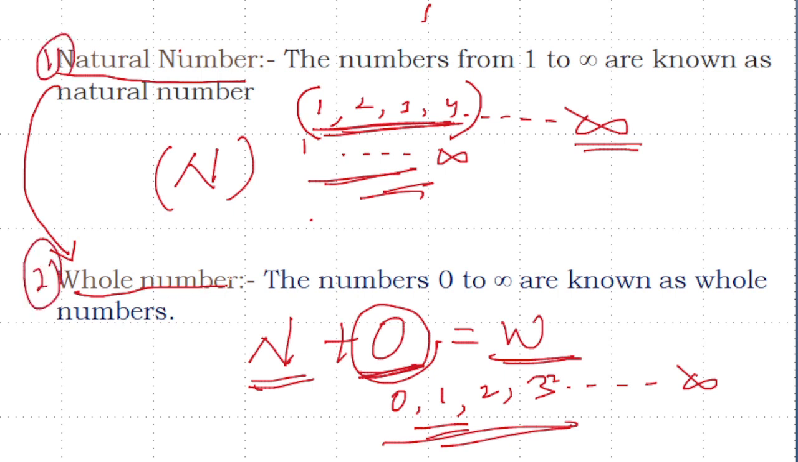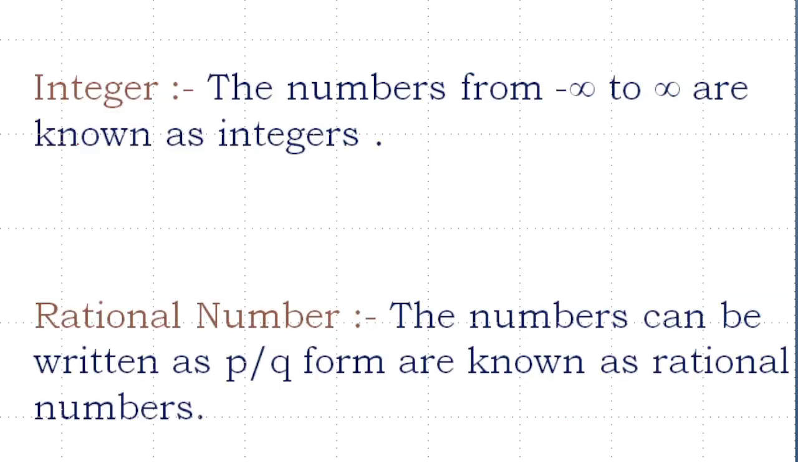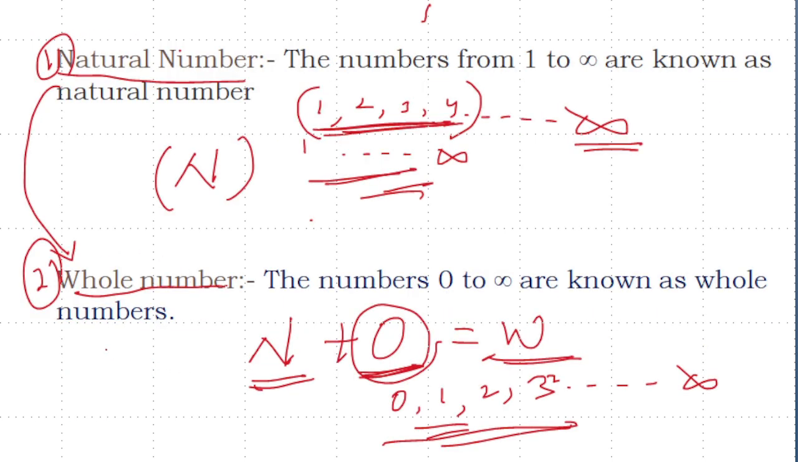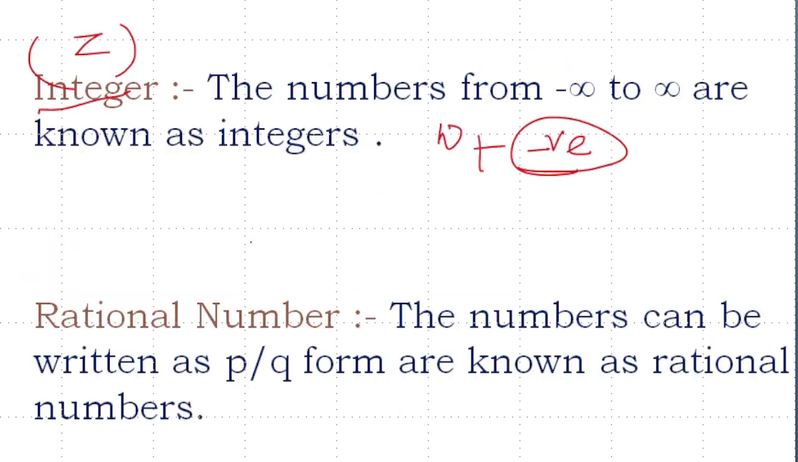Now let's go for the third, the integer. Where with the whole number the negative part is included, then it is called the integer, which is represented with the capital Z, and whole number is represented with the capital W. Okay, here I already wrote. So integers are just the numbers from minus infinity to plus infinity.